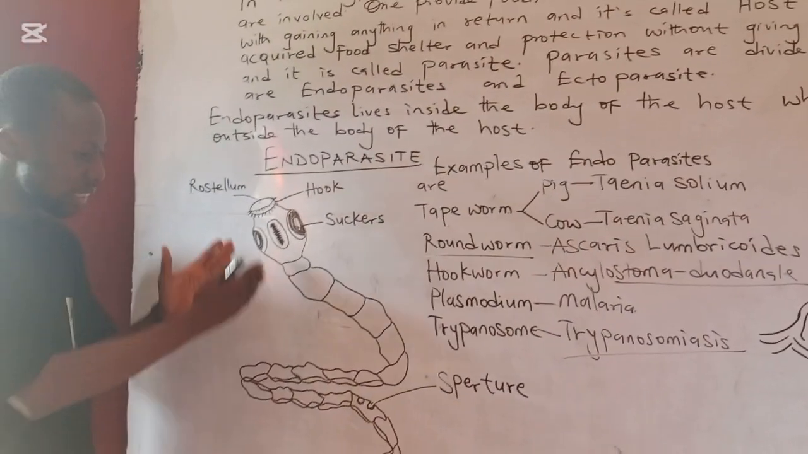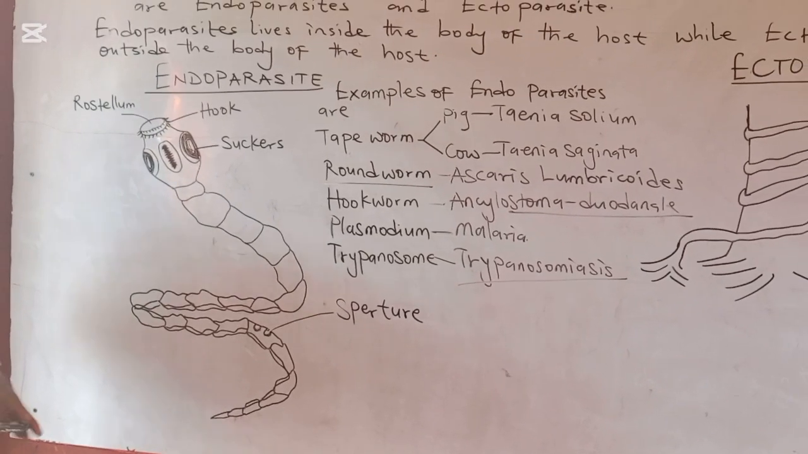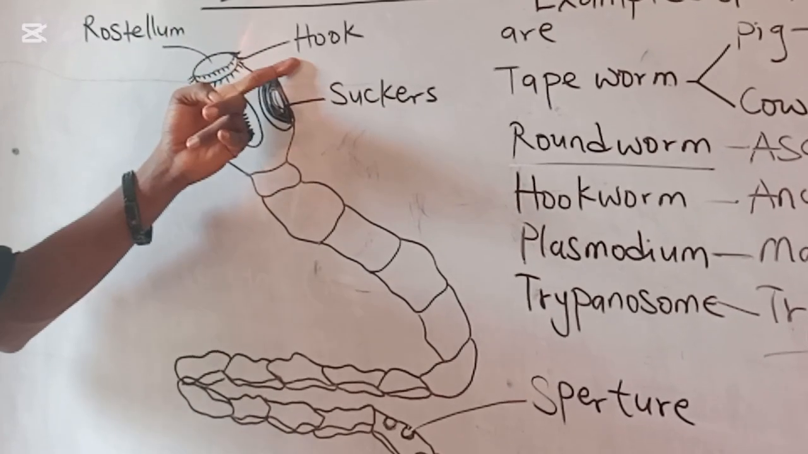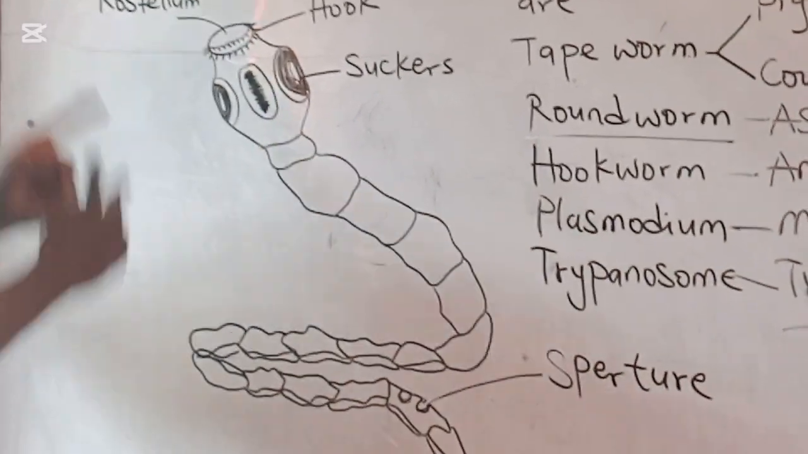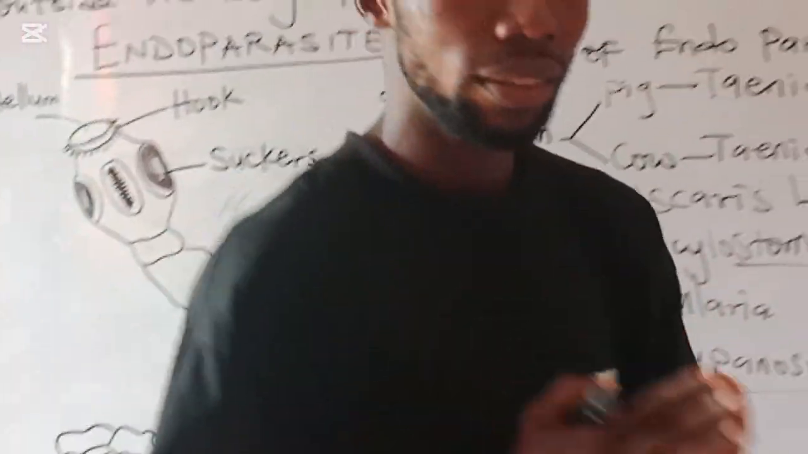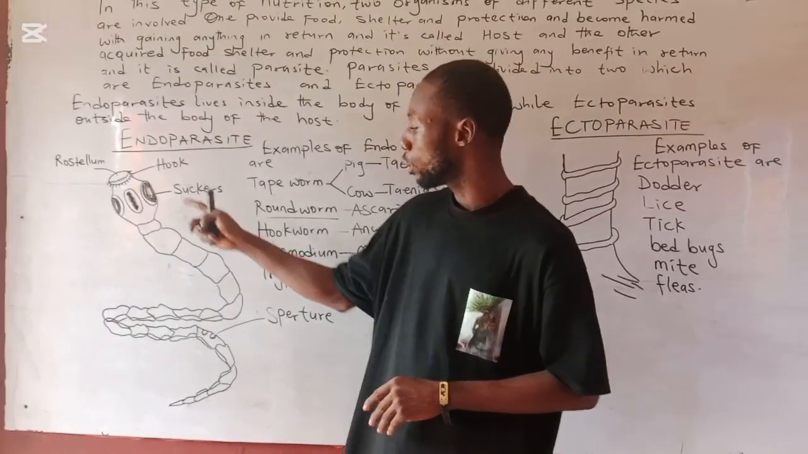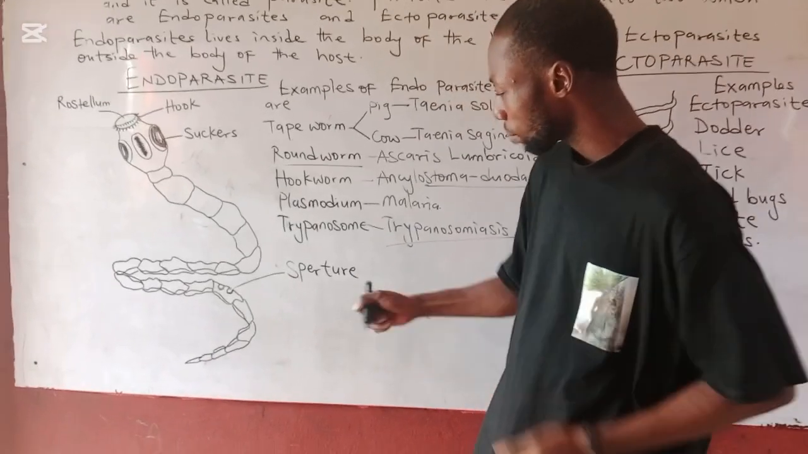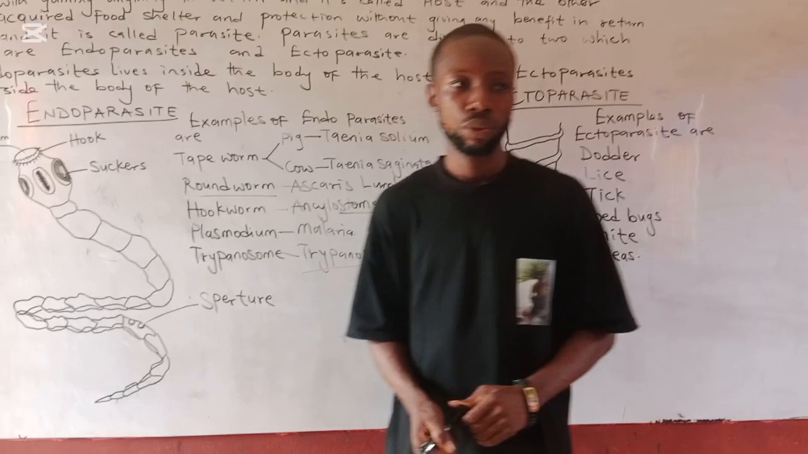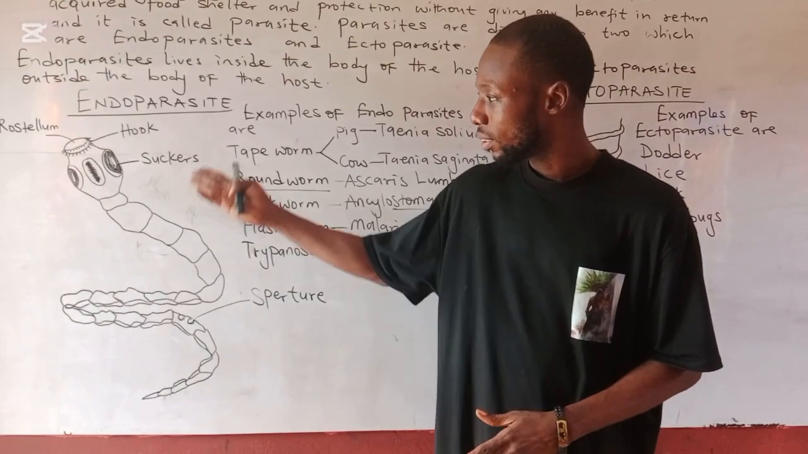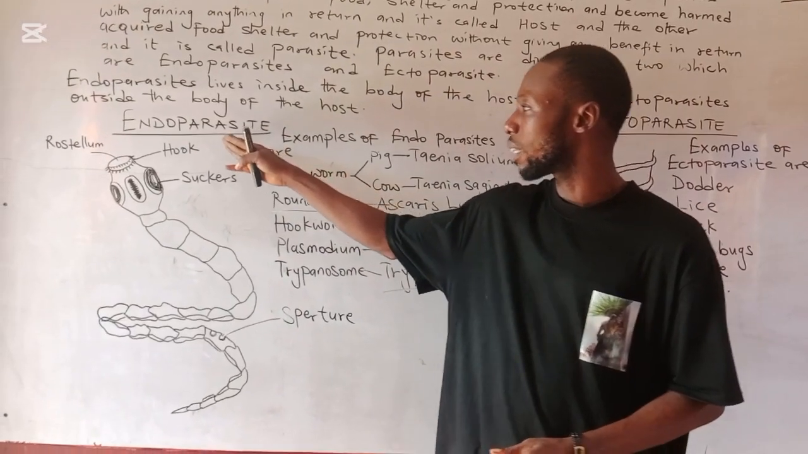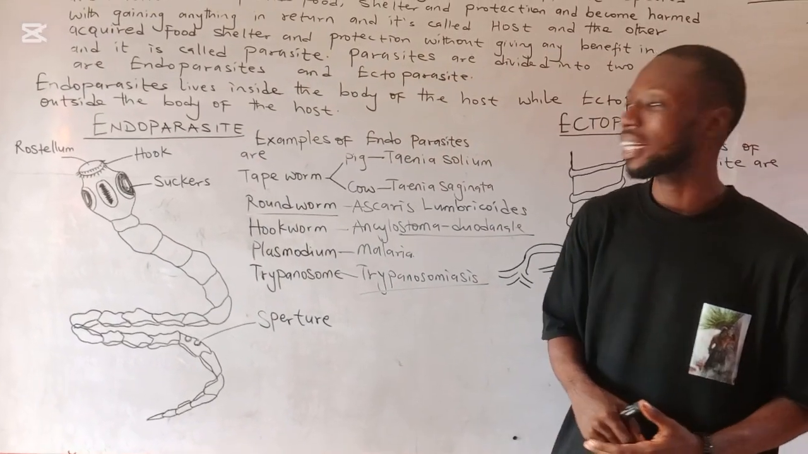Then this is a typical diagram of a tapeworm. We have the structures labeled. This is the rostellum, these are hooks and suckers. The rostellum, hooks and suckers are parts used for attachment in the tapeworm. Then we have the proglottid, which is used for reproduction. So this is the structure of the tapeworm, which is regarded as one of the examples of endoparasites.